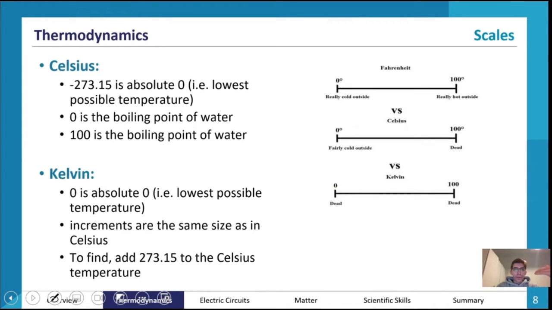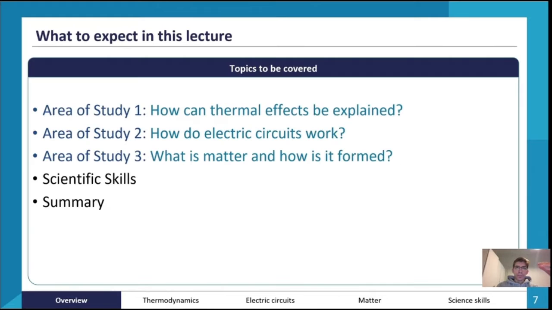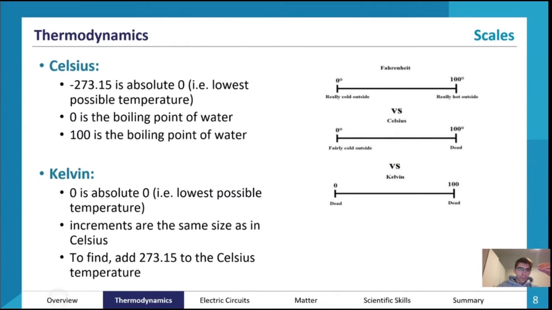So the general formula in order to convert from degrees Celsius to Kelvin is: the temperature in Kelvin is equal to the temperature in degrees Celsius plus 273. That's all. Let's look at another example.